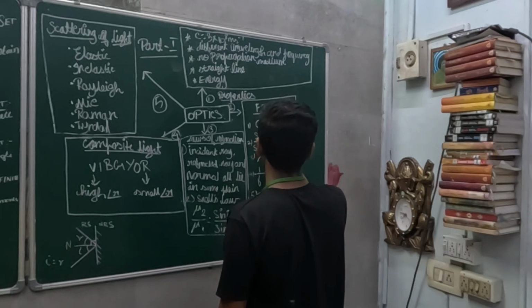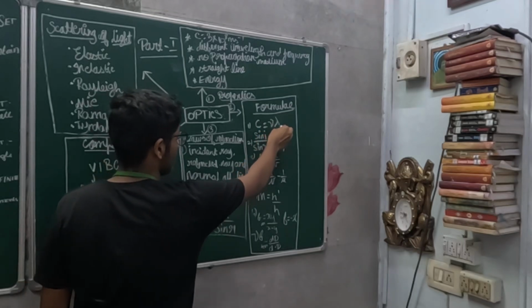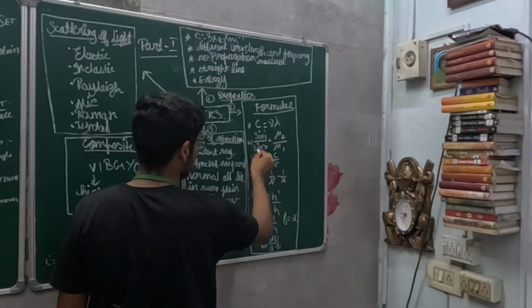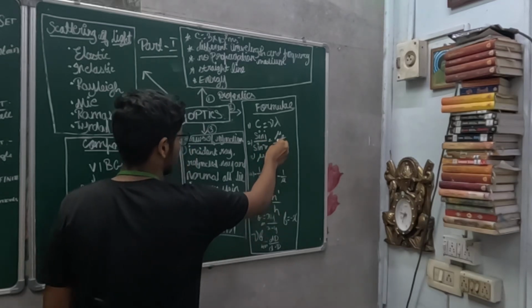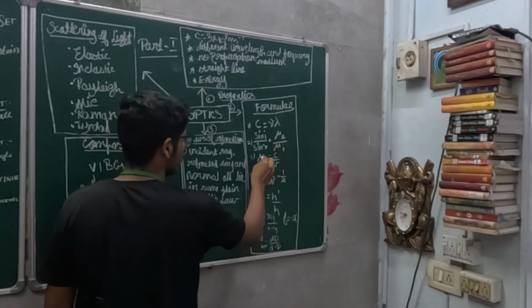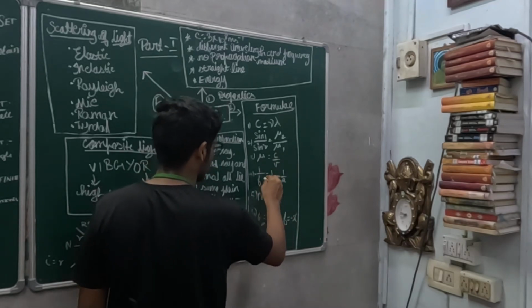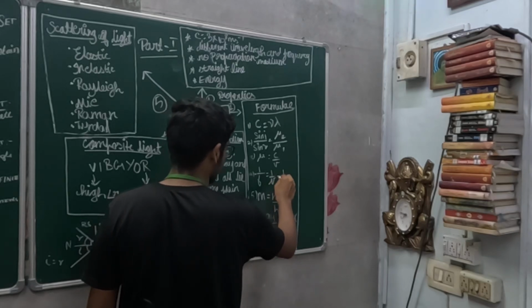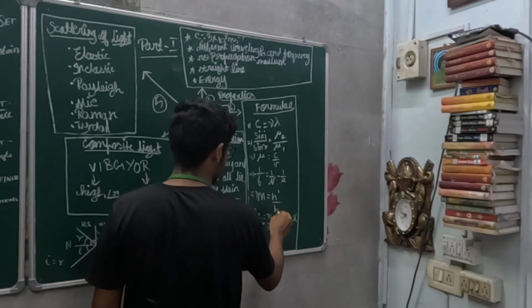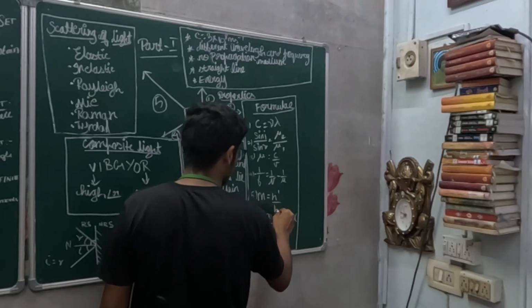Second, important formulas. C equals nu lambda, where nu stands for frequency and lambda stands for wavelength. Sin of incidence divided by sin of refraction equals refractive indices mu2 by mu1, where mu equals C by V. Lens formula: 1 by F, that is 1 by focal length, equals 1 by image distance V minus 1 by object distance U. M equals H dash by H, where M is magnification, H dash is the height of the image and H is the height of the object.